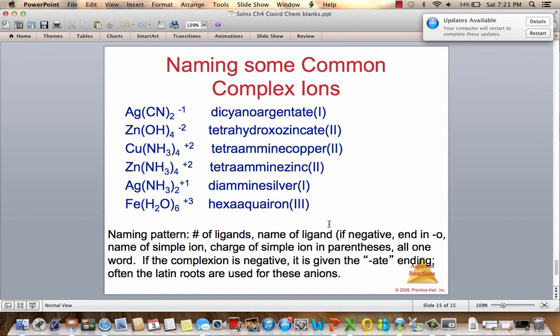I hope this PowerPoint helped you understand how to form complex ions and why different solutions give different colors. Thank you.